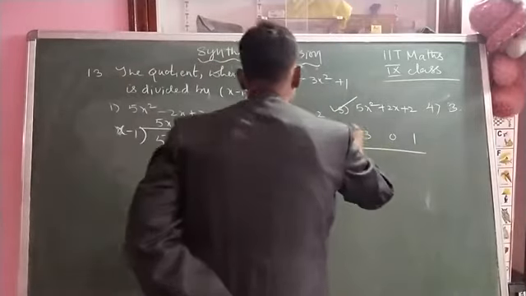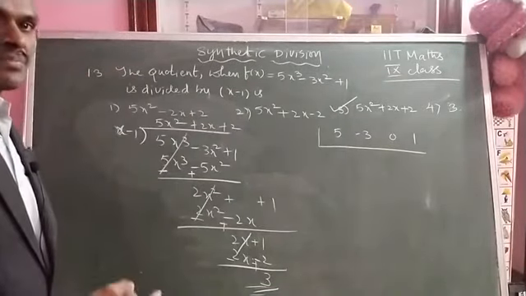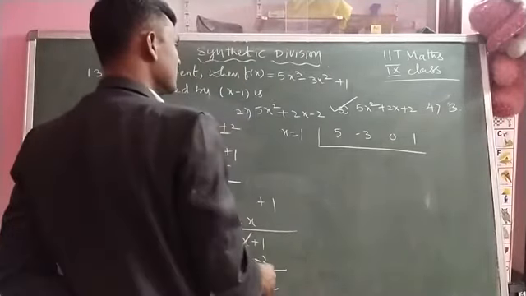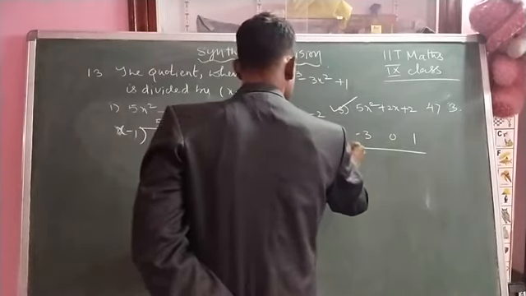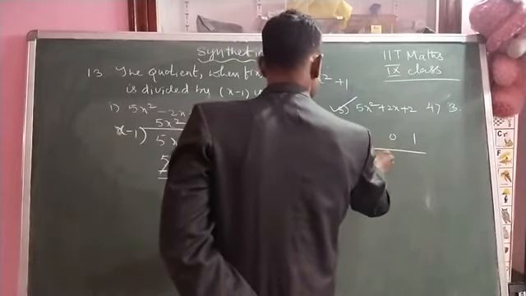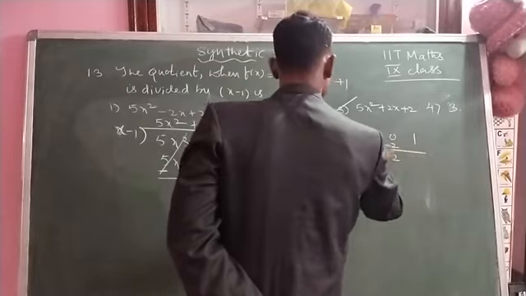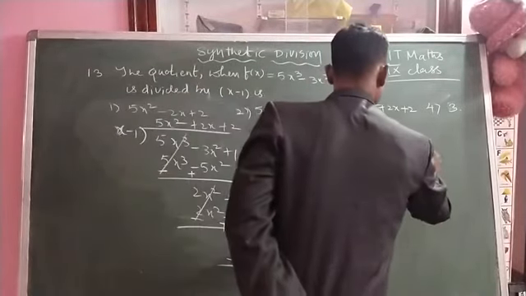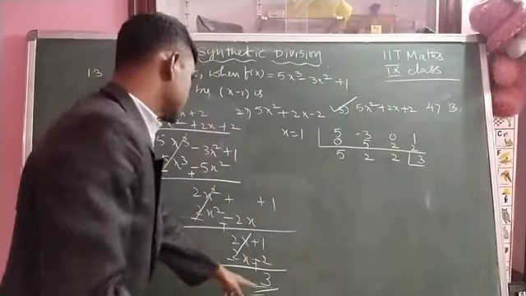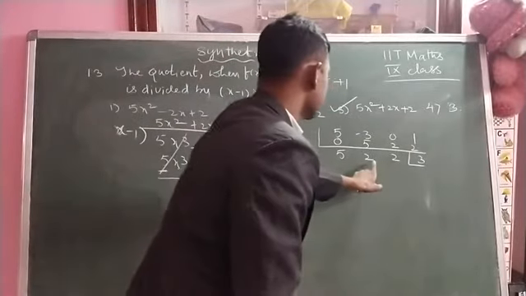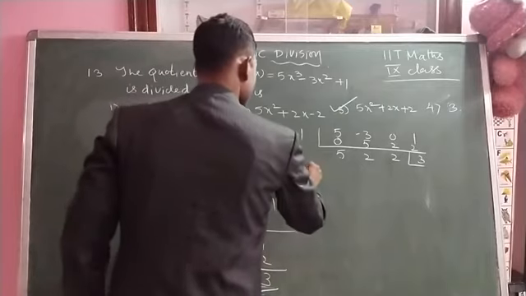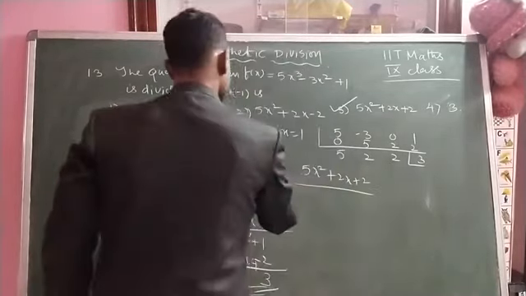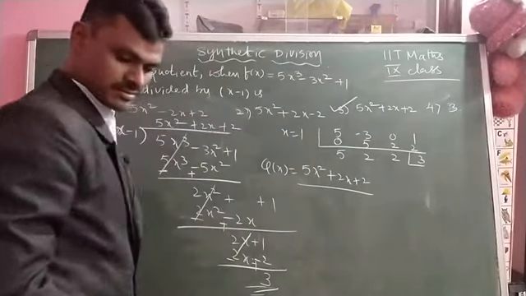Now it is divisible by x minus 1. X minus 1 is equal to 0 means x value is equal to 1. Now you have to write here 0. This is 5. 5 into 1, 5. Here 2. 2 into 1, 2. This is 2. 2 ones are 2. This is 3. That last one is the remainder. This is the constant, x term, x square term. Now 5x square plus 2x plus 2. This is the quotient. Note down.